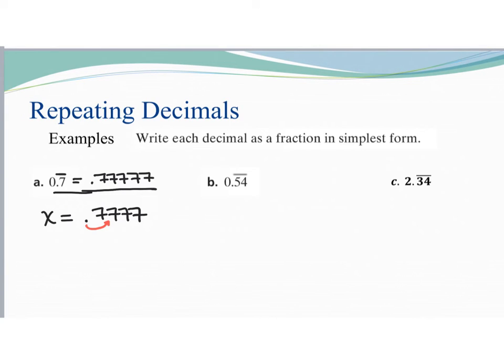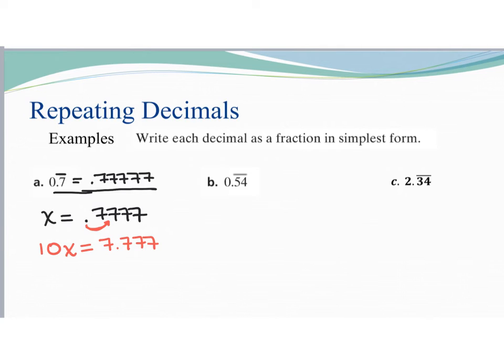So next what I'm going to do then is I'm going to say 10x, and I'm going to do 10 because I had to move it one decimal place, and it's in the tenths, so now I have 10, and I'm going to say 10x then equals, so if I multiply 0.7777 by 10, then I'm going to get 7.777.